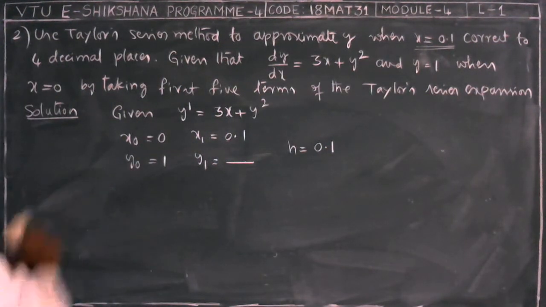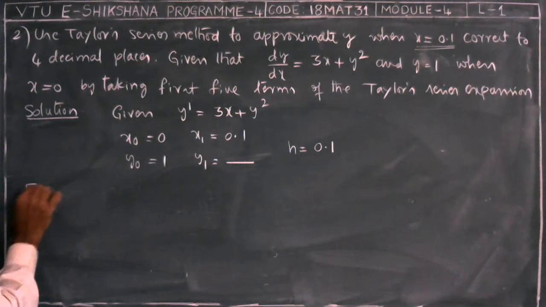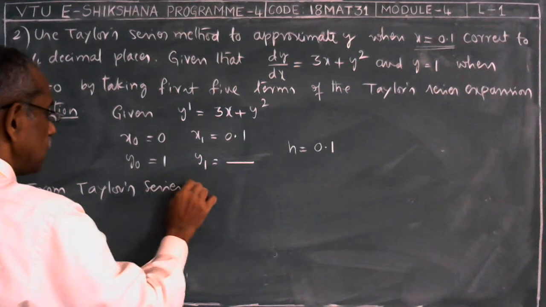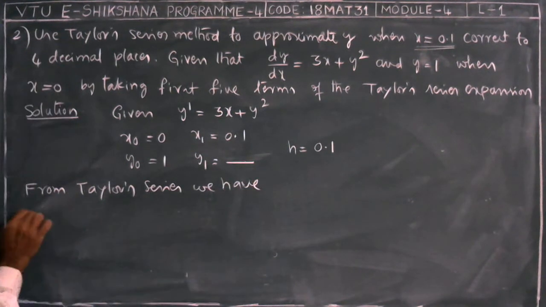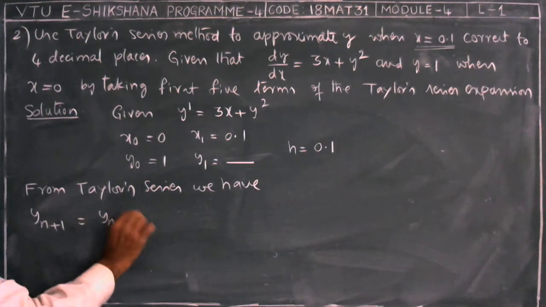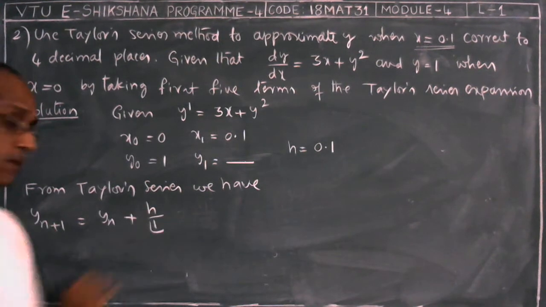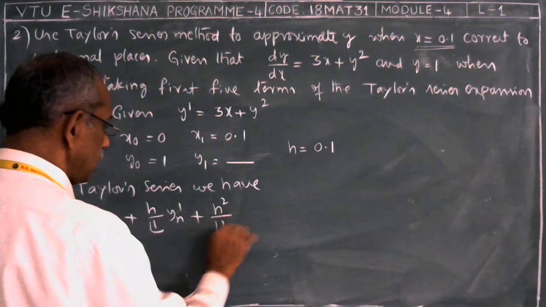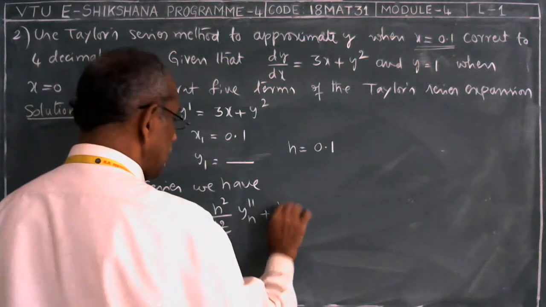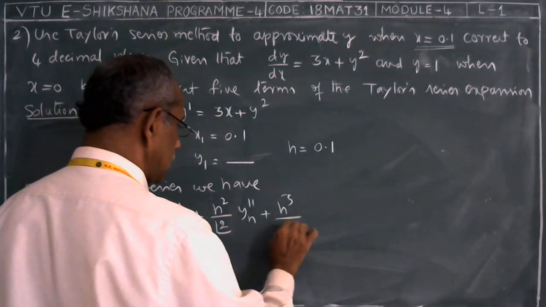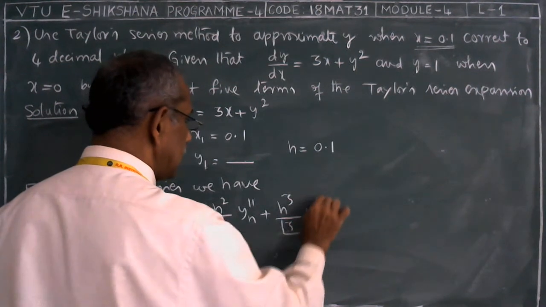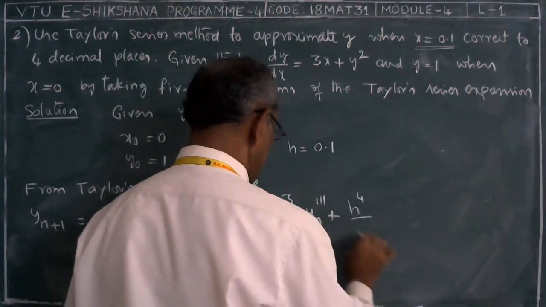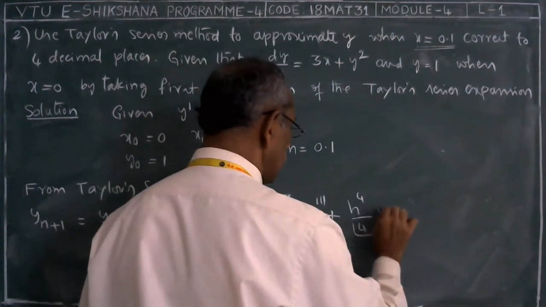Okay, so now we have to write the Taylor series. yn plus 1 is equal to yn plus h divided by factorial 1 yn dash, plus h square divided by factorial 2 yn double dash, plus h cube divided by factorial 3 into yn triple dash. I have to consider the first 5 terms: 1, 2, 3, 4, so on. h power 4 divided by factorial 4 yn 4.